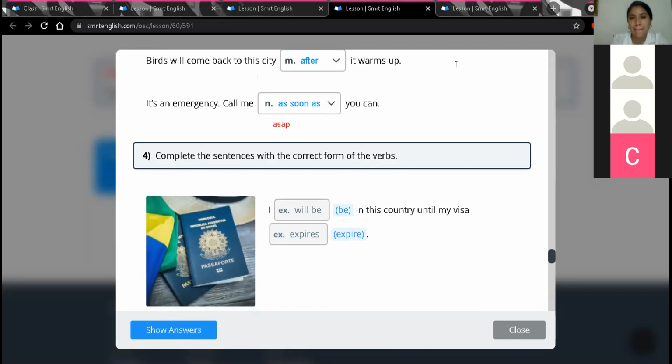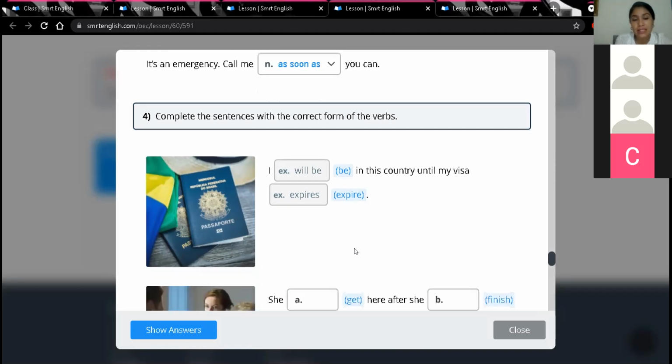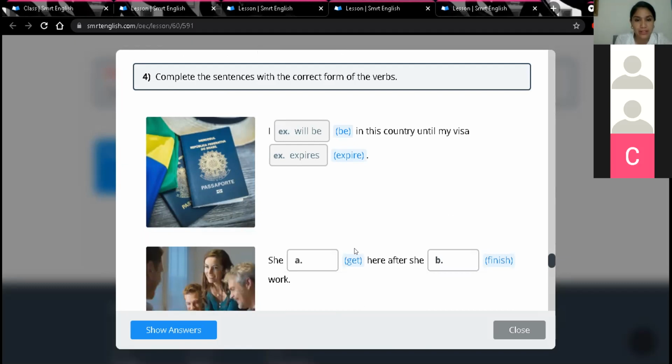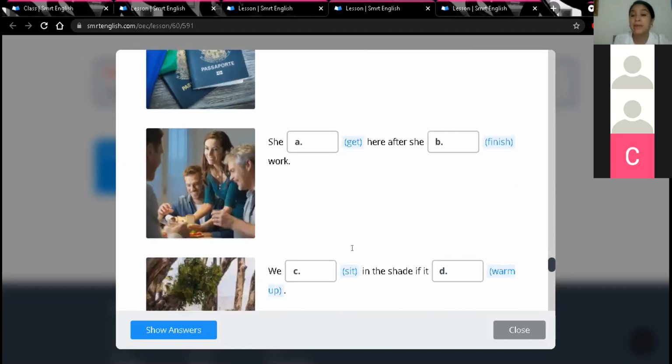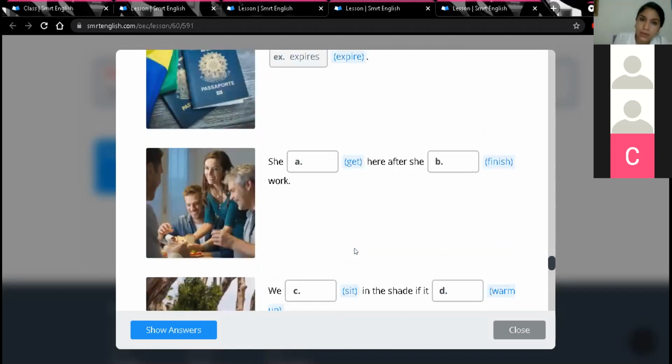ASAP. Yeah, I can't read where you are writing. I am sorry. Thank you. ASAP. Okay, now the last part says, complete the sentences with the correct forms of the verb. For example, I will be in this country until my visa expires. So it's basically the same, but now we're going to be filling it in depending on the context, okay? The last person answering was Gabriela.